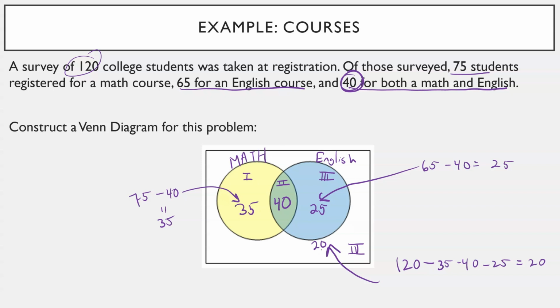And you could quickly do that math to check, like we need 120 total students. 20 and 25 is 45, 85, 85 and 35. Yep, gets me 120. All right, so I've got everybody now. Now we can just do some quick questions.